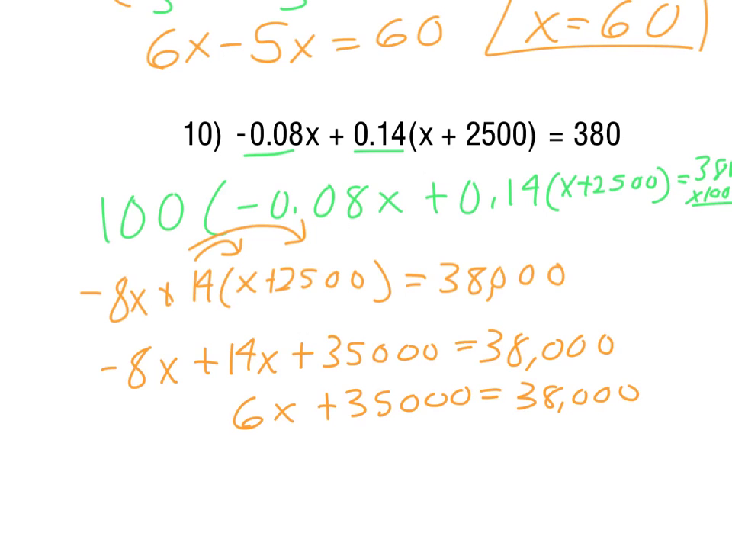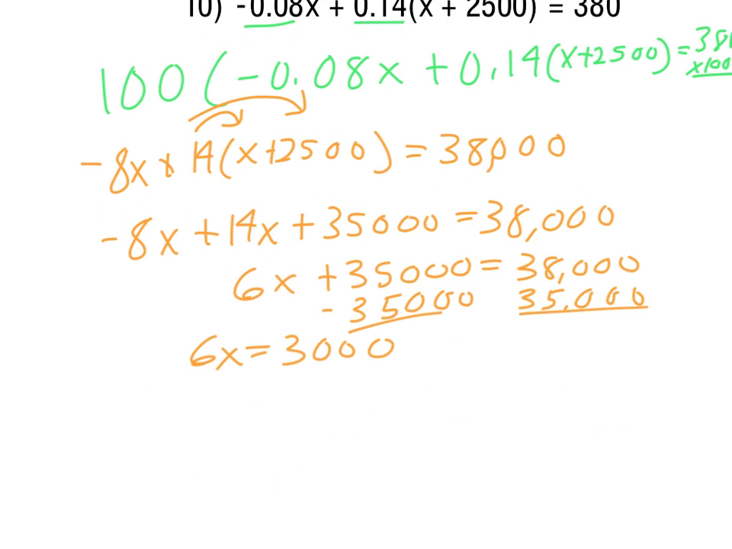And from here we would subtract the 35,000 from both sides of the equation. And we end up with 6x equals 3,000. And so of course from there we divide both sides by 6 and we get x equals 500.